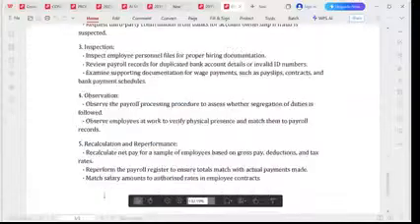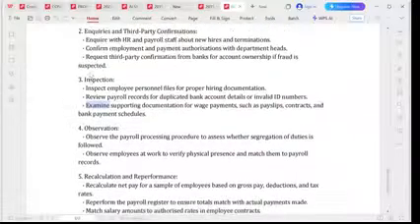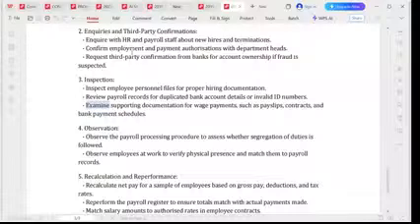Inquire with the HR manager and the payroll staff about new hires and terminations. Confirm employment and payment authorizations with the department heads. You're talking to them. Request third-party confirmations from banks for account ownership if fraud is suspected.